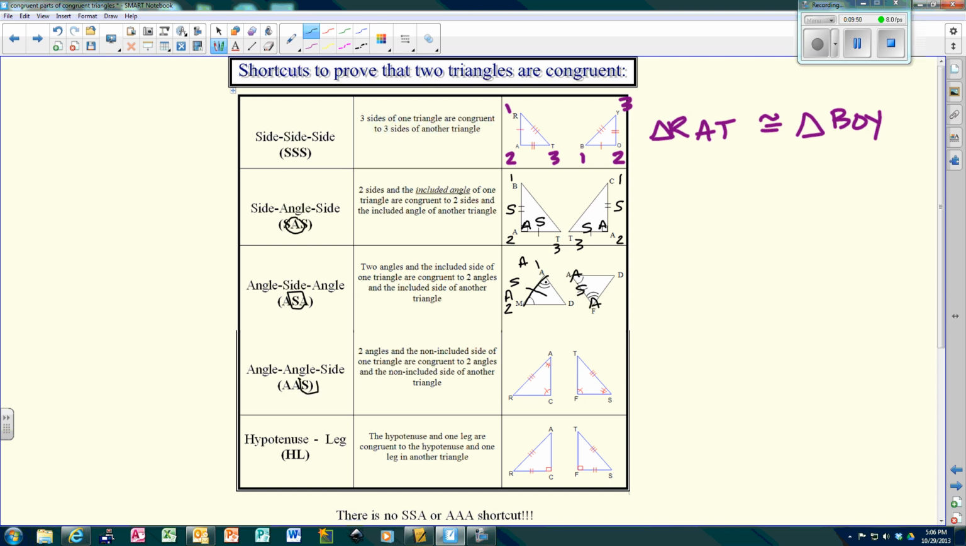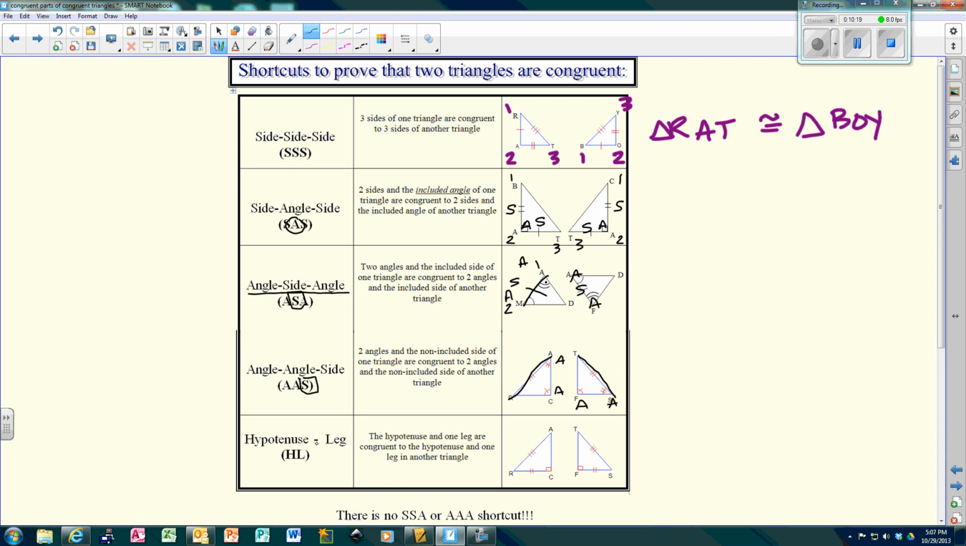Now see how the side is at the end? I've got 2 angles, and then the side that's not connecting them. So that would be angle, angle, side. It's all about the placement. If the S is in the middle, then the side is in the middle. If the S is at the end, then the S is not in the middle.